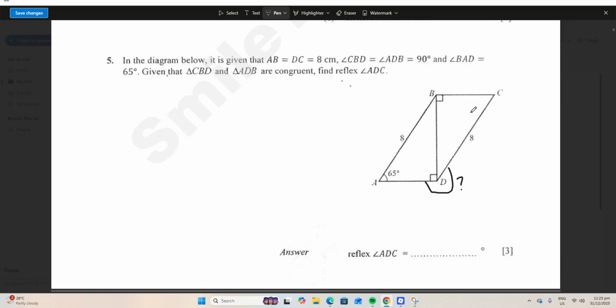Angles in congruent triangles are equal. Okay, corresponding angles in congruent triangles are equal. Then since you found this already, you can find this angle. What is this angle? Angle sum of triangle, right? It's 180 minus 90 minus 65, this will give you this.